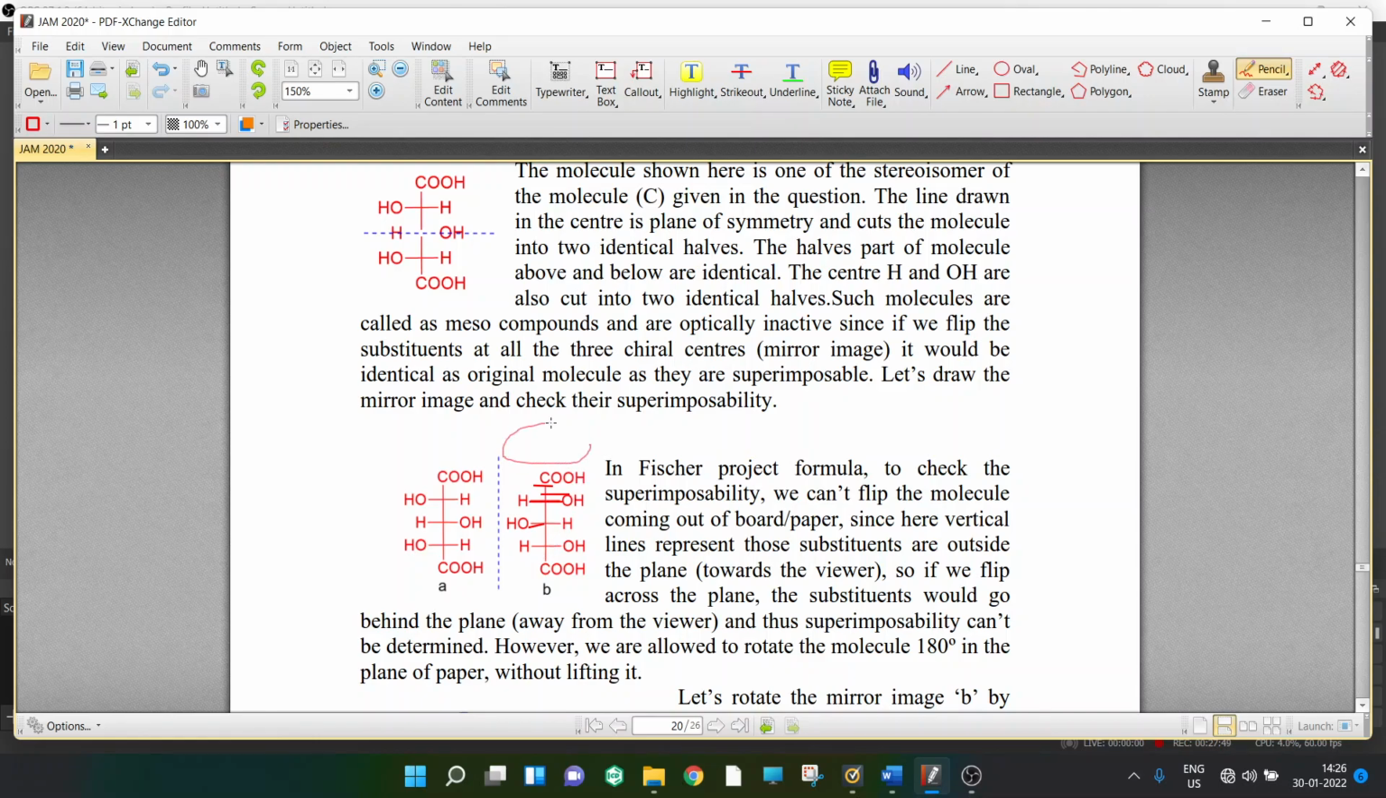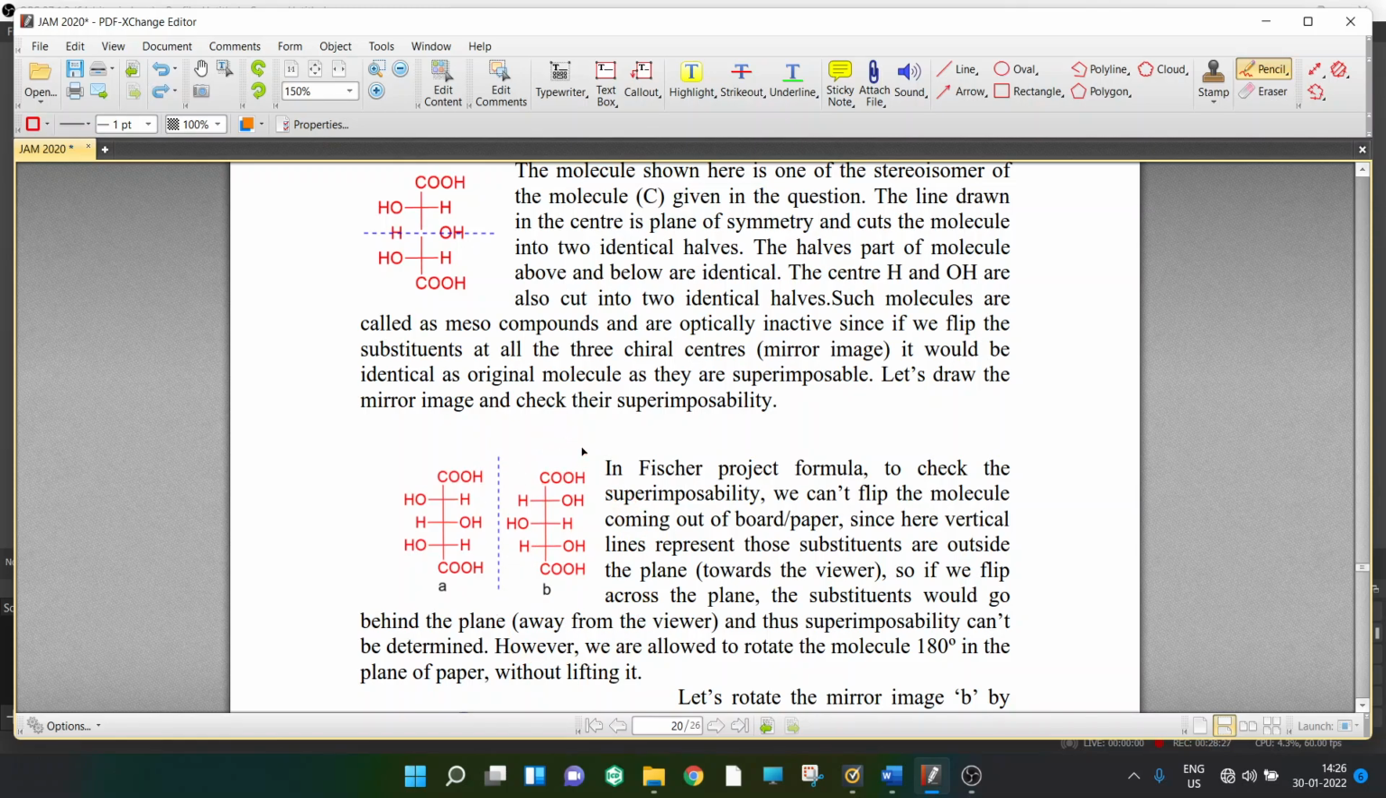If I rotate it like this, just like you catch hold of it and rotate it, then whatever OH is in front will go away from the viewer. OH and H, which are towards the viewer, will go away from the viewer, and this COH, which is away from the viewer, will come to the front. Then I cannot check the superimposability. So in the Fisher projection formula, I cannot rotate across the screen like that, but I can let the molecule stay on the screen the whole time and rotate it something like this. I can pull so that this COH comes down and this COH goes up, and everything else will rotate.